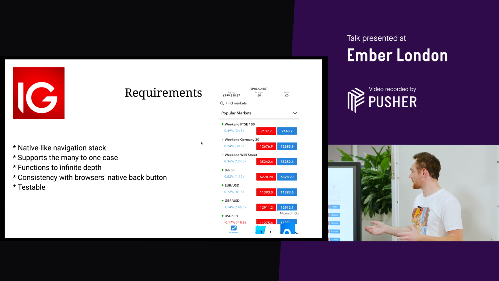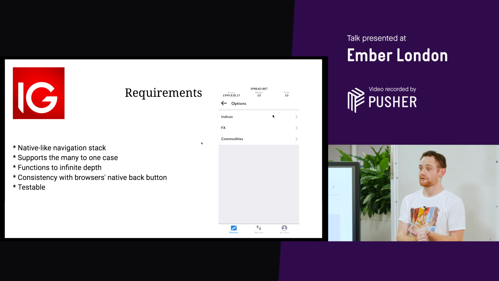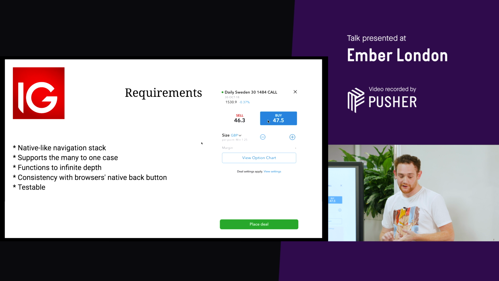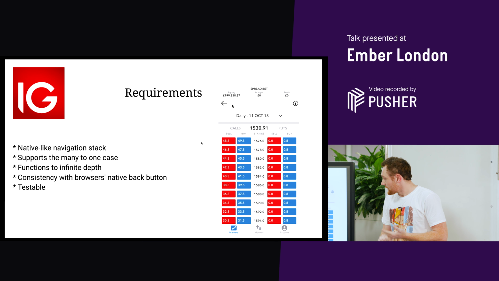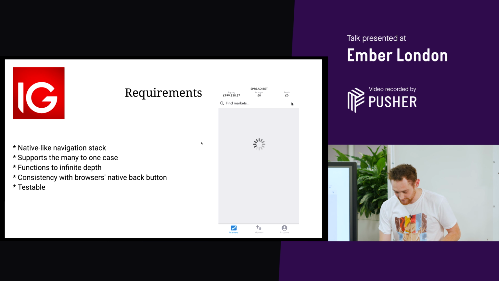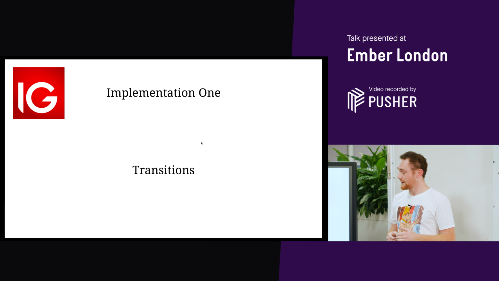And then, for more wordy requirements, we basically want a native-like navigation stack that supports this many-to-one case, can function to an infinite depth, is consistent with the browser's back button, and is testable, because we have to have tests. So implementation 1, in inverted commas, because it's actually about implementation 6, but it's the first I'm actually willing to show you.